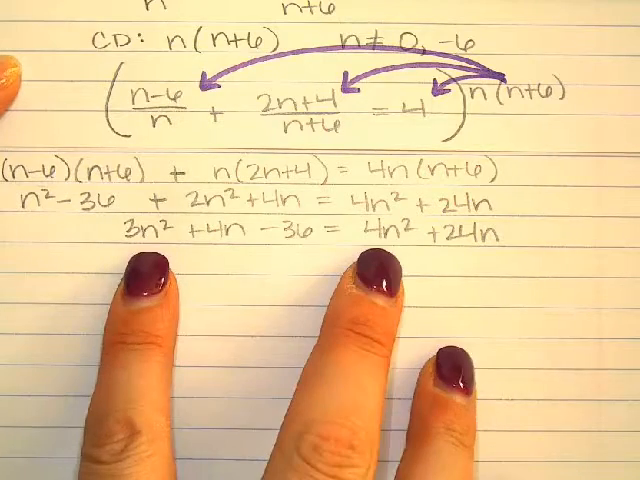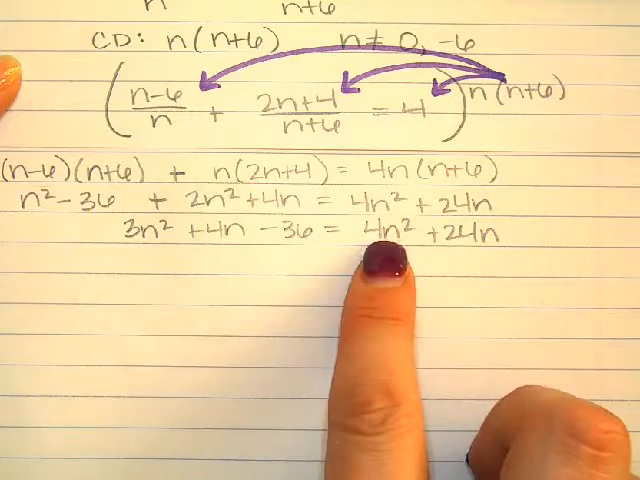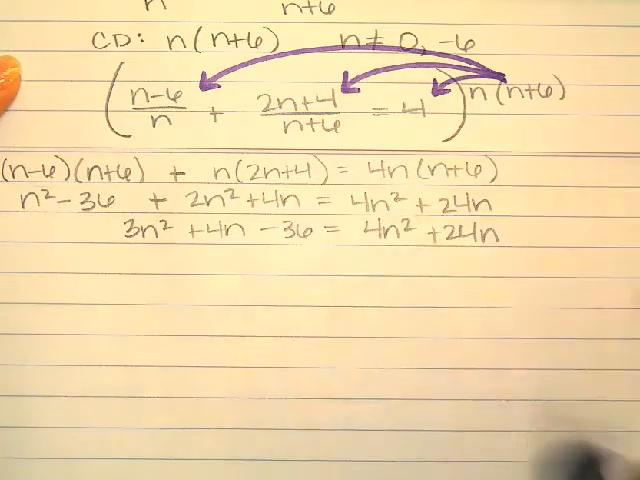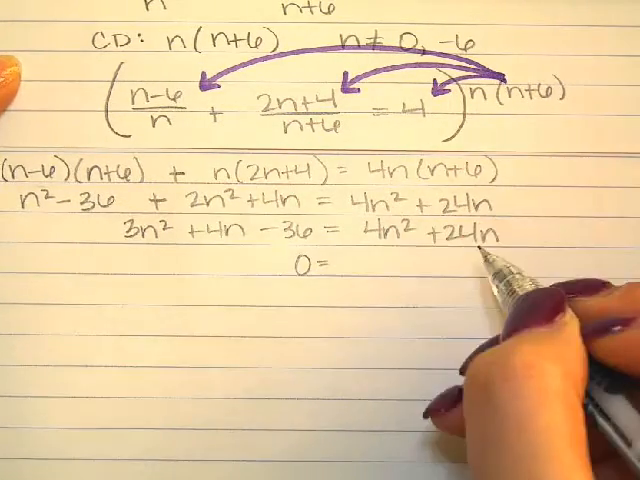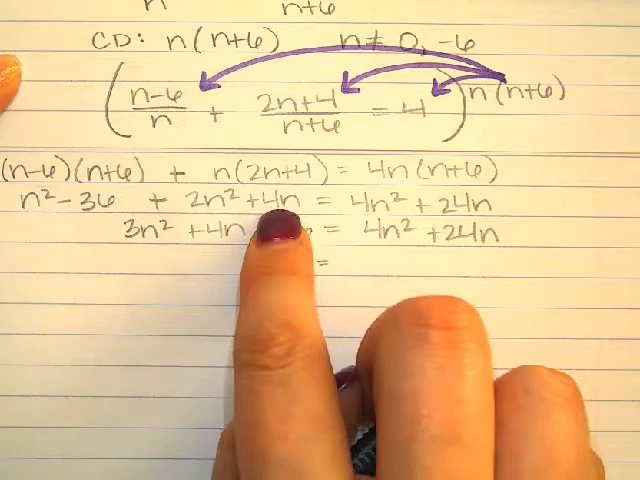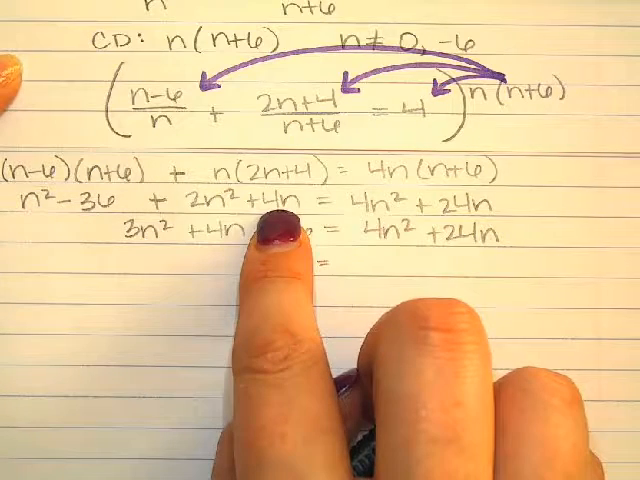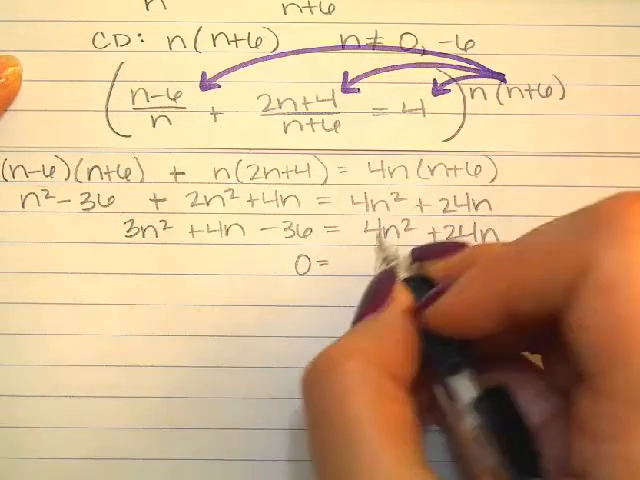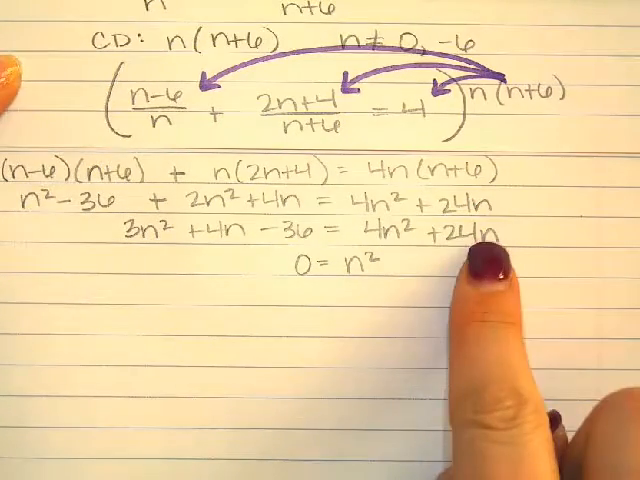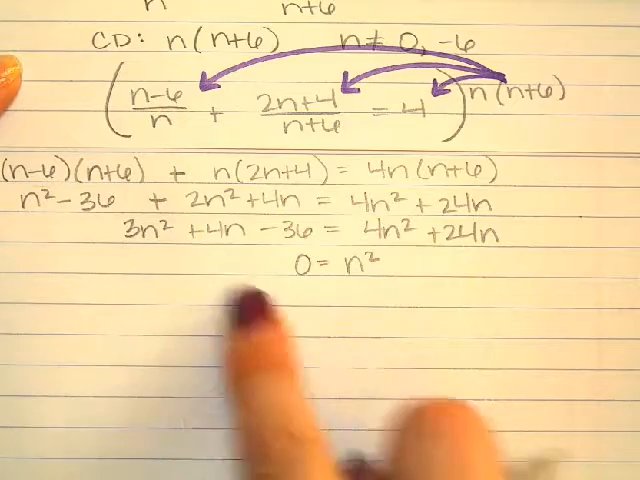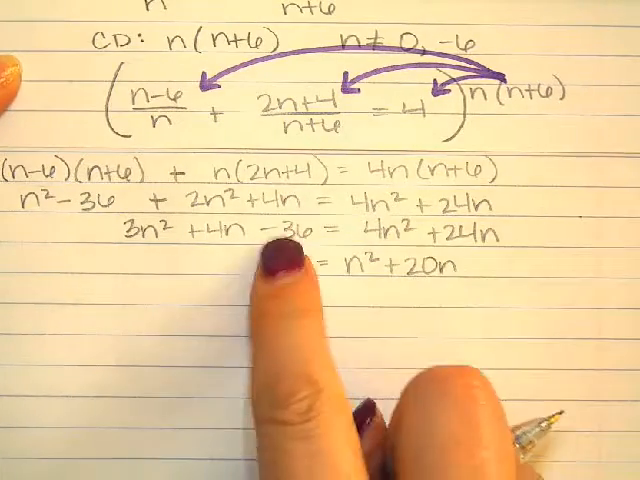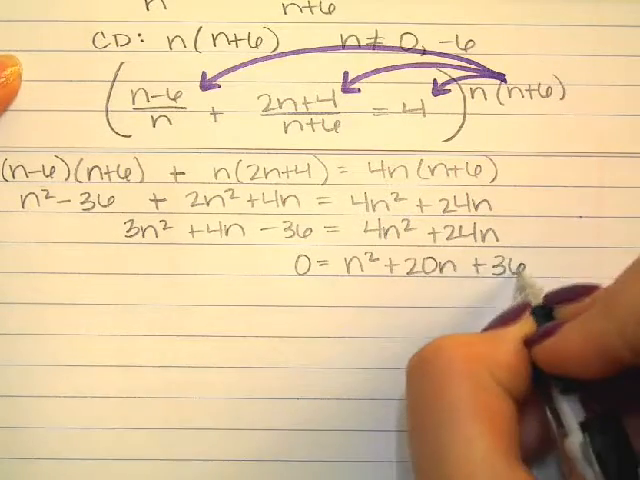So, since this is where the n squared is the biggest, we're going to take everything and move it to the right. Oh gosh, I didn't write that. All right, so we have 4n squared minus 3n squared is just n squared. 24n, I have the 4n and I'm taking it away, so that's plus 20n. And then 36, I'm adding it to the other side.